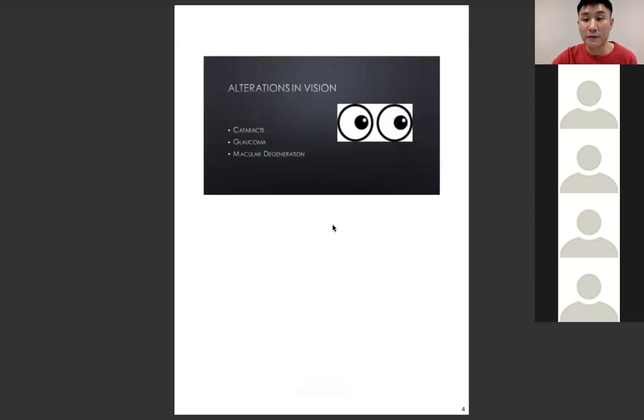So there are different alterations in vision. There are three that we really have to know for this chapter: cataract, glaucoma, and macular degeneration. Cataract, in simple terms, is just like a cloudy lens. Glaucoma is the increased pressure in the eye that may lead to permanent vision loss, and macular degeneration is decreased vision over time due to old age and also the structure of the eyes.